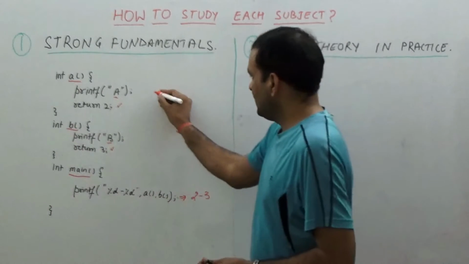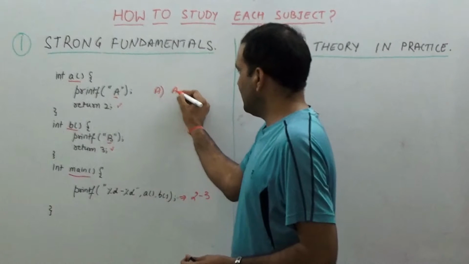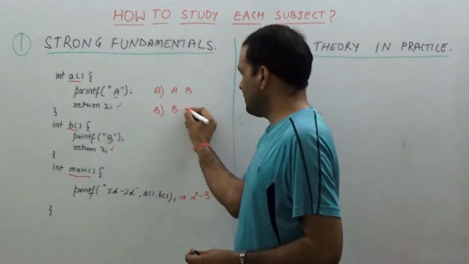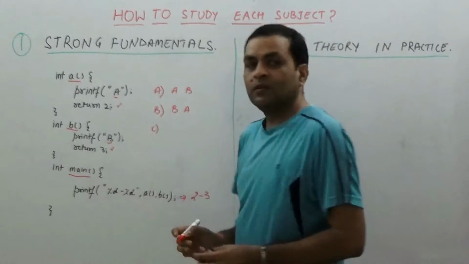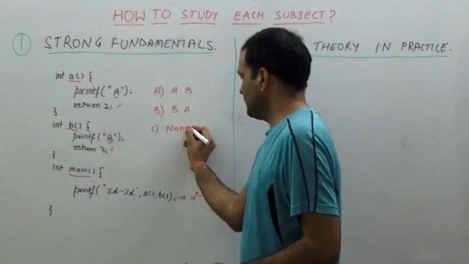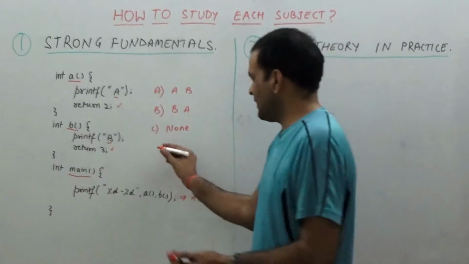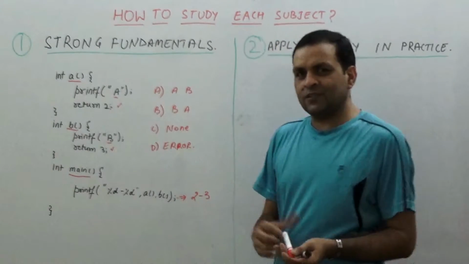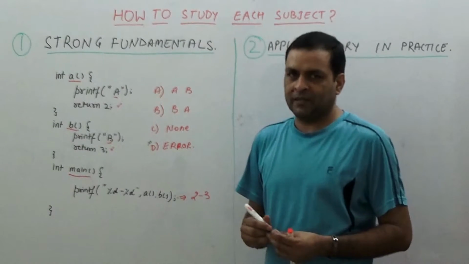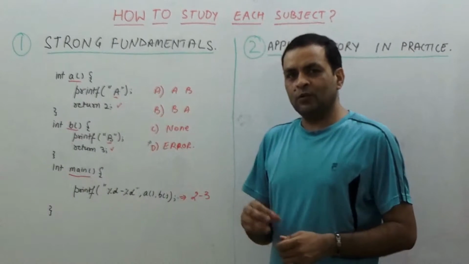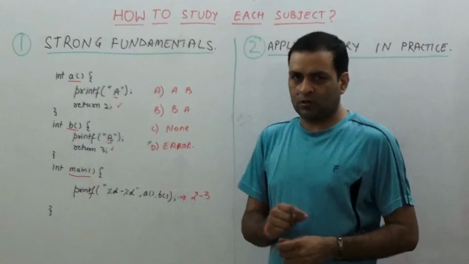And your options are: they will be printed like AB, or they will be printed like BA, or the order is not defined, or none of these. The fourth option can be that it's an error or anything. Obviously, it is not an error. Fourth option is eliminated. What this question is actually doing is checking whether you know something very basic about C language or not.